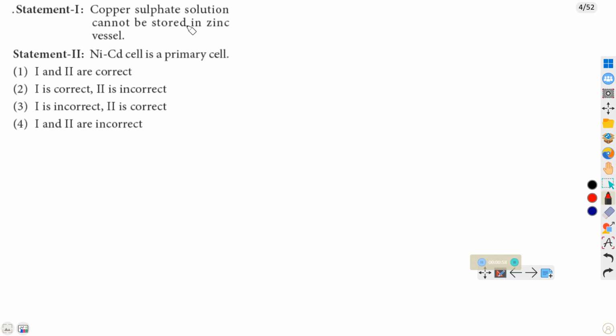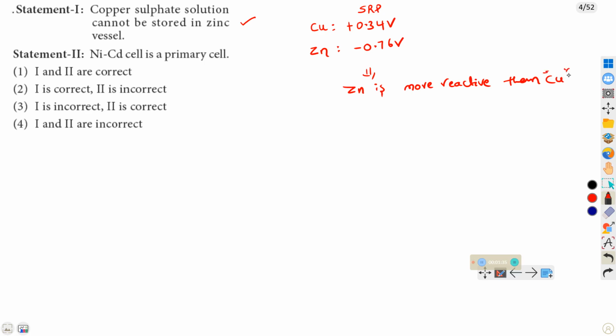Copper sulfate solution cannot be stored in zinc vessel. Correct. Why? Because copper electrode potential value is plus 0.34 volts. Zinc SRP value, standard reduction potential value of zinc, is minus 0.76 volts. So based on SRP values, zinc is more reactive than copper. Zinc is more reactive than copper.